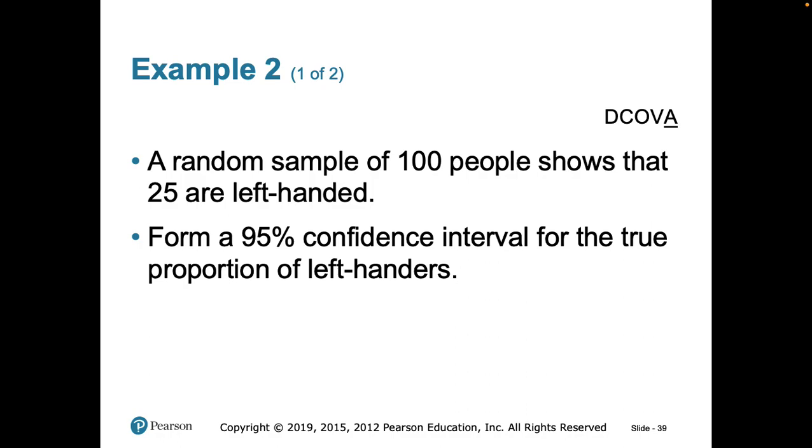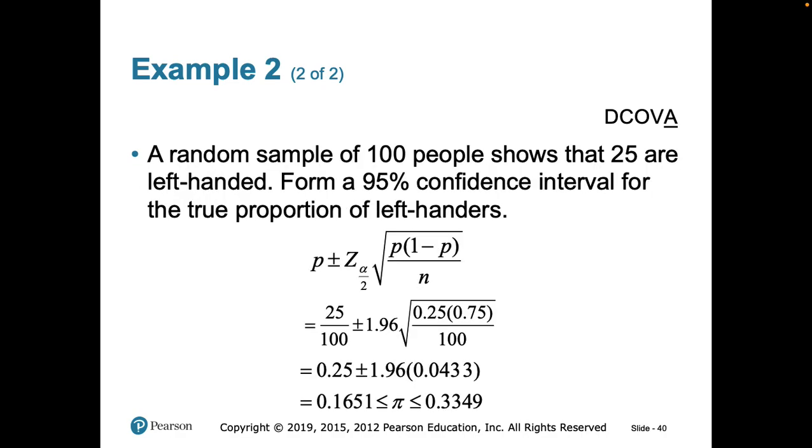Here is an example. It says a random sample of 100 people shows that 25% are left-handed. And then they're asking us to form a 95% confidence interval for the true proportion of left-handers. So here is how we construct the confidence interval. You have your sample proportion plus minus z alpha divided by 2, times the square root of the proportion times 1 minus the proportion divided by n, which is the sample size.